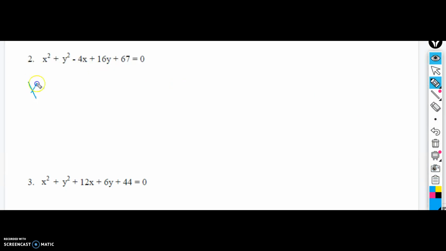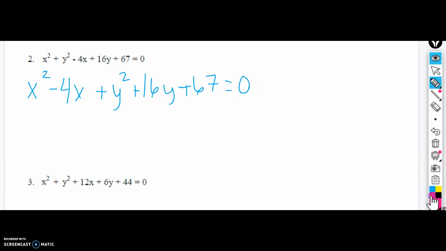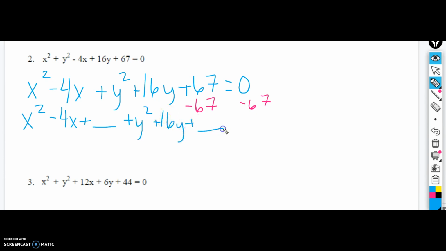So I'm going to put all my x's together first. X squared minus 4x, and my y's, plus y squared plus 16y. And then I'm just going to keep this plus 67 equals 0. Move my constant term over to the other side. I get x squared minus 4x plus blank plus y squared plus 16y plus blank equals negative 67 plus blank plus blank. All right.